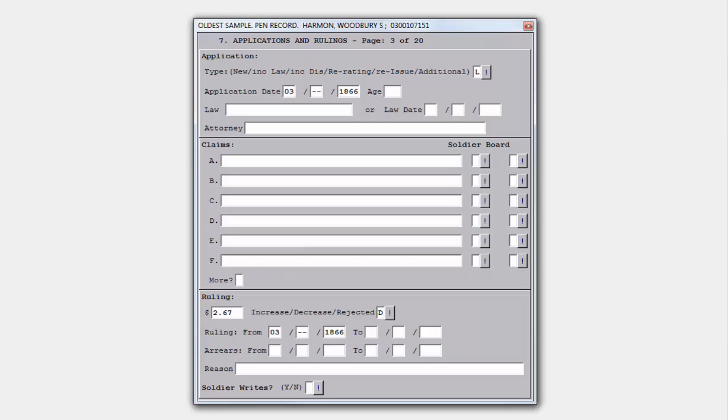We will now input the applied for ruling. The soldier is applying for an increase due to disability, so the application type is D. The application date is December 6, 1879. The soldier is 46 years old at the time of application. There is no pension law given, so we do not input a pension law, following our rule of if it's there, put it in, if it's not, leave it out. His attorney is Benj F. Treadwell. On both the application and ruling forms, the soldier is claiming a gunshot wound in his right shoulder.